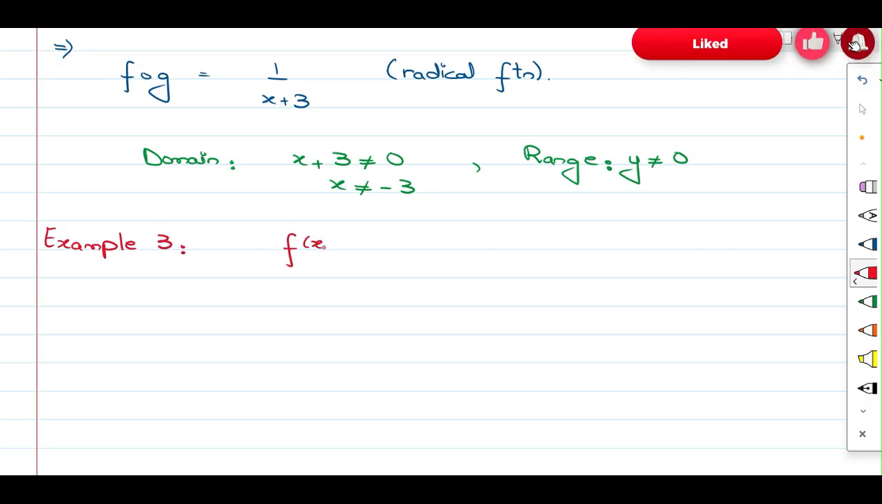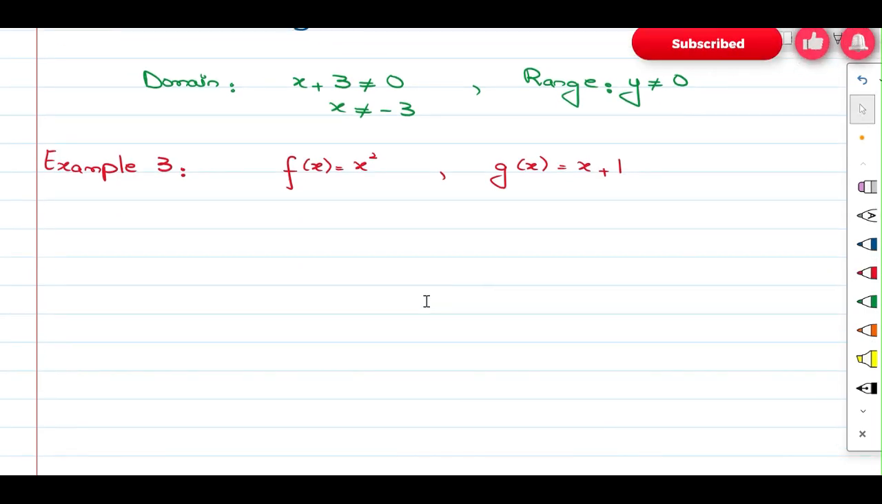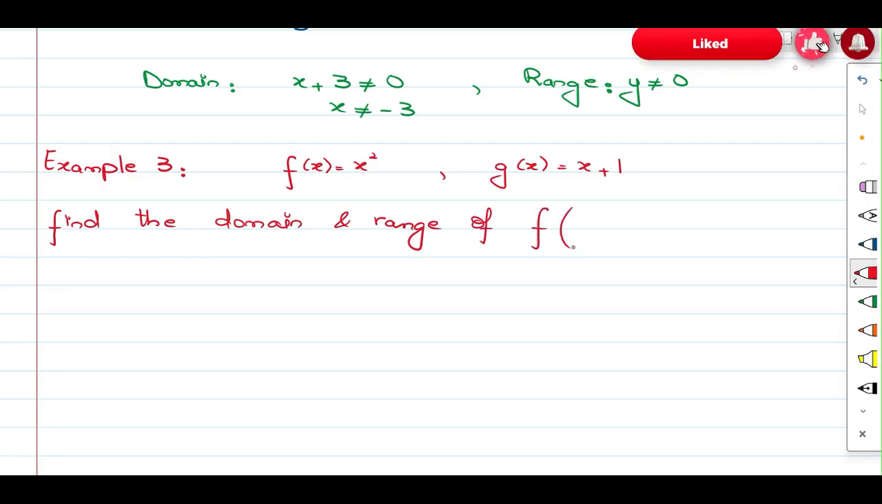Let's say the first function is f(x) = x², and g(x) = x + 1, a quadratic function and a linear function, right? Now we need to find the domain and range of f(g(x)). Okay, that is the question.